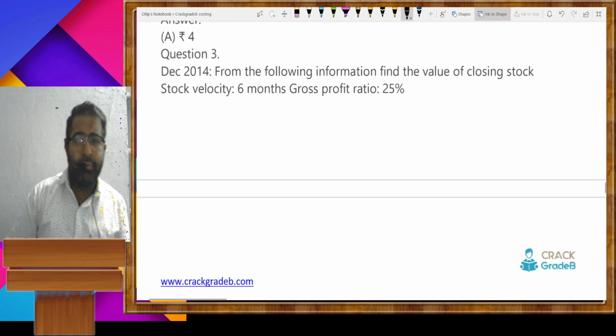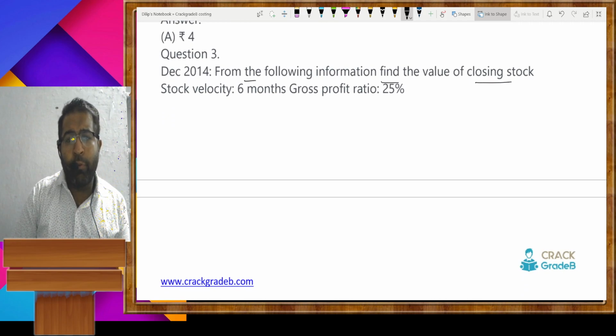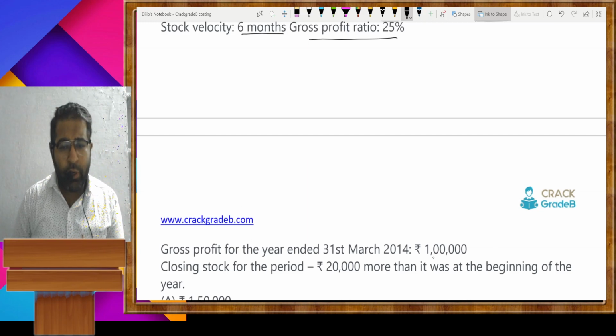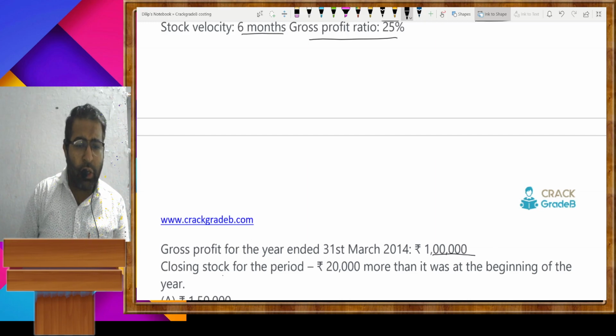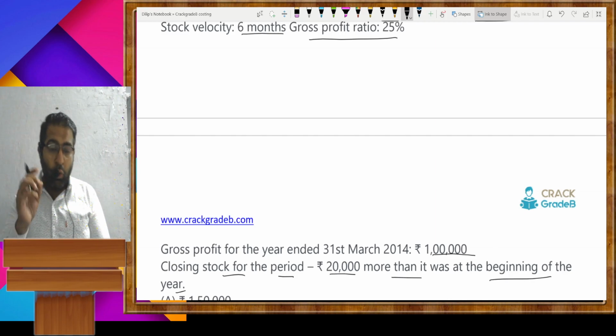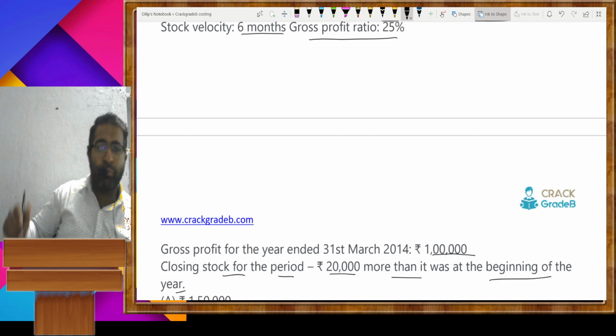Question number 3. From the following information, find out the value of closing stock. Stock velocity 6 months. Gross profit ratio 25%. Gross profit for the year ended 1 lakh. Closing stock for the period is 20,000 more than it was at the beginning of the year. Now listen very carefully.